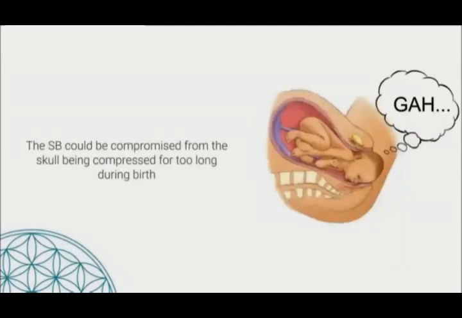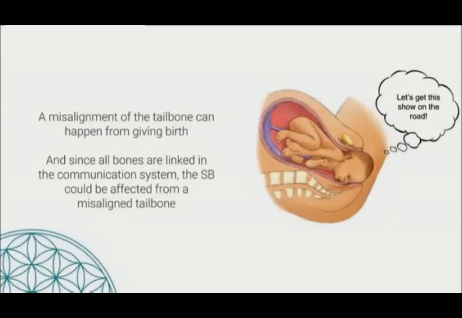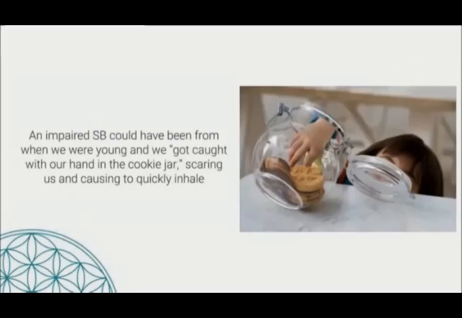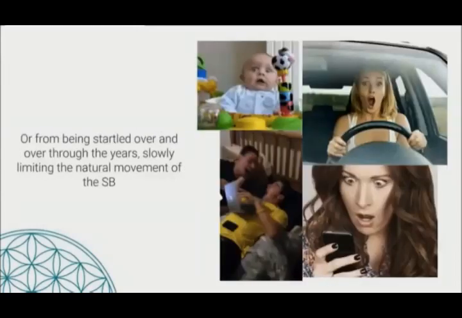The SB could be compromised from the skull being compressed for too long during birth. A misalignment of the tailbone can happen from giving birth, and since all bones are linked in the communication system, the SB could be affected from a misaligned tailbone. An impaired SB could have been from when we were young and we got caught with our hand in the cookie jar, scaring us to quickly inhale, or from being startled over and over through the years, slowly limiting the natural movement of the SB.